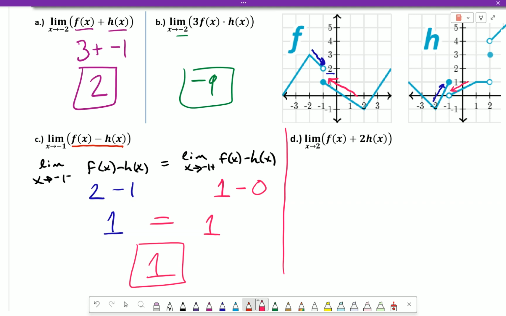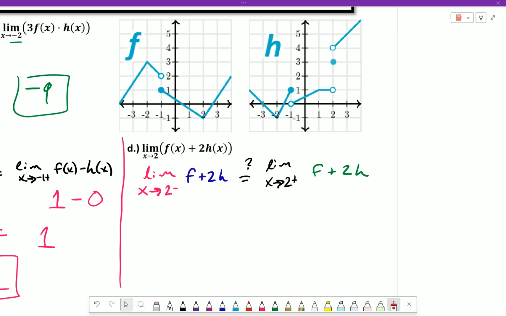Again, that happens. If you get DNE initially, then we break it down. Letter D. Do it. Get an answer. Show it to me. We're finding the limit as x approaches 2 of f plus 2h. So f of 2, that one's good. There's a limit. But if I went h at 2, it would be DNE. As soon as one of them is DNE, it doesn't have to be both, but if one of them is DNE, yep, we need to double check it from the left and the right. So let's do that here.